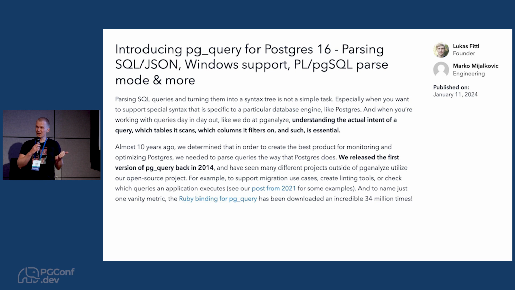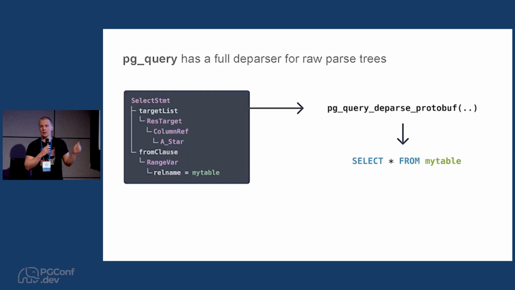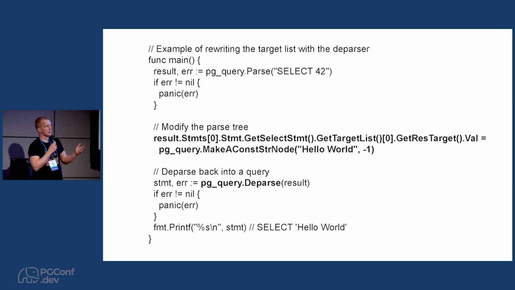We can parse PL/pgSQL to the extent that working with a raw PL/pgSQL parse tree makes sense. So definitely lots of caveats there, but people do find that useful because they want to build tools around PL/pgSQL. And then we also have a deparser, which some people make use of to essentially parse a query, change it, and then turn it back into something. So a really simple example here in Go, I have select 42, then I'm modifying that parse tree, in this case the Go struct, and then I'm deparsing it, and I'm getting a string back.